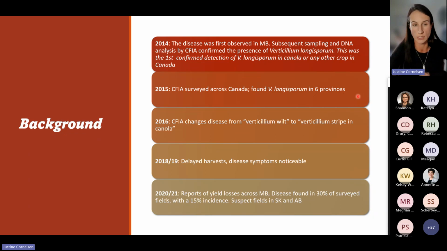Hot, dry years aren't really conducive for other disease development. Something like sclerotinia doesn't really do well when it's dry, but we were seeing a lot of damage within canola fields, and a lot of that had come back to looking at verticillium.